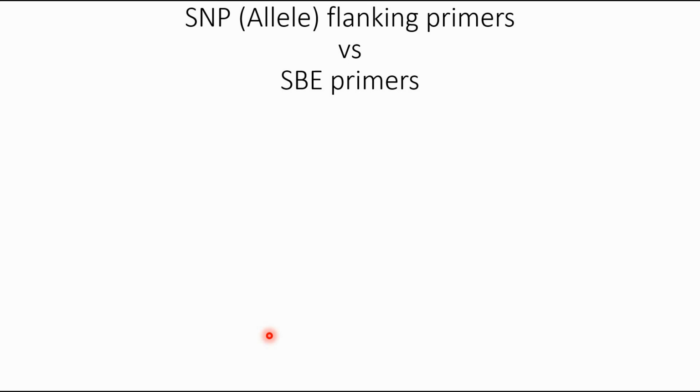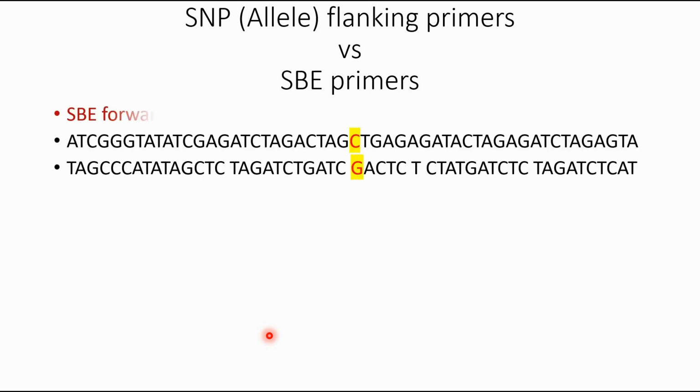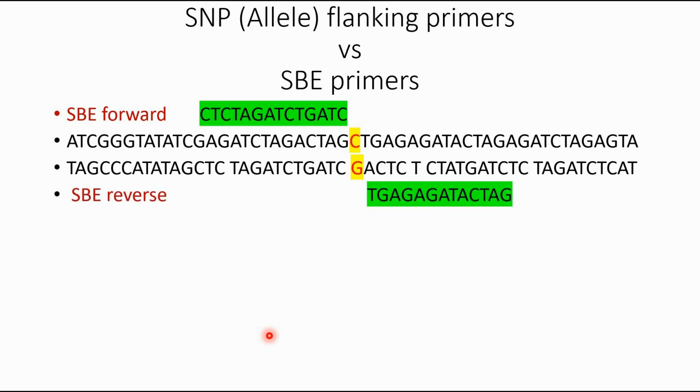Now let's compare the flanking and the SBE primers. So what does SNP flanking primer or allele flanking primer mean, and what does SBE primer mean? We already talked about SBE primers, those primers that are adjacent to the SNP position. But here you will see the SNP flanking primers as well. So the first example is for the SBE primers. This is the forward SBE primer, this is the reverse SBE primer. Here you can see that this primer, as well as this primer, doesn't include the SNP position. That is, they are just adjacent to the SNP position. So such kinds of primers are called SBE primers. Remember that in the SBE method, you don't need both primers. You can use either the forward primer or the reverse primer. Either of those primers will work for you, depending on the properties of the primer.